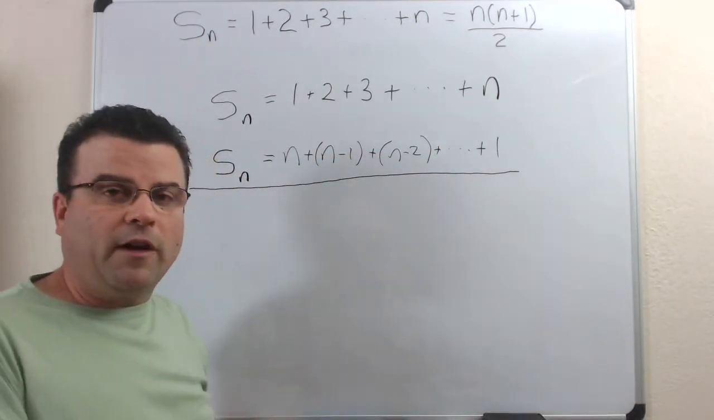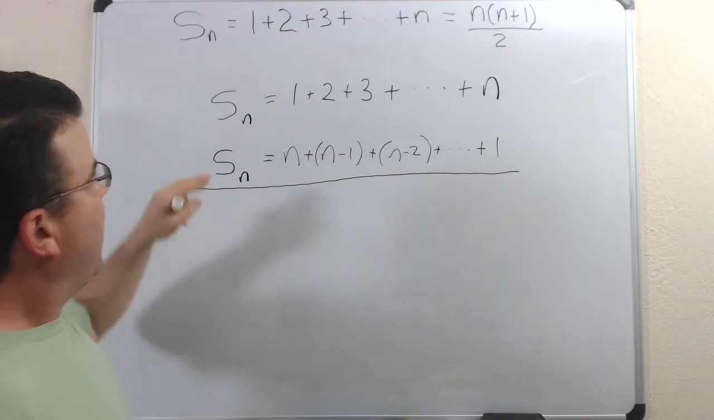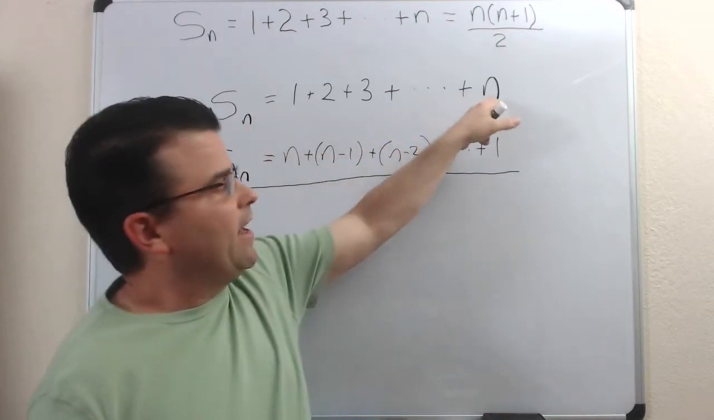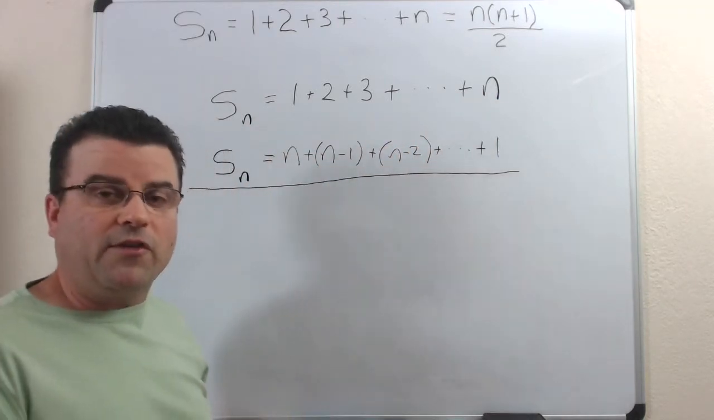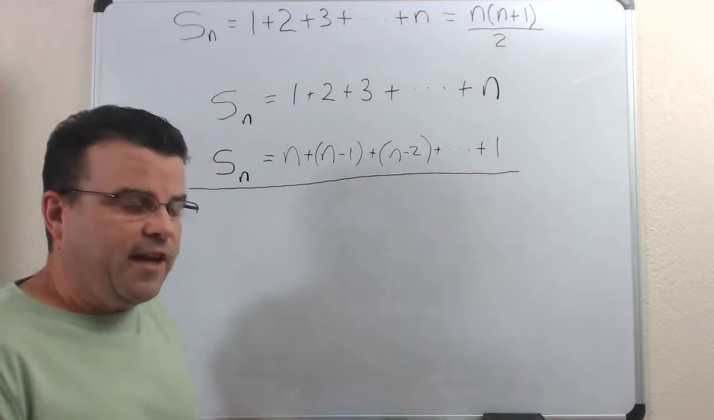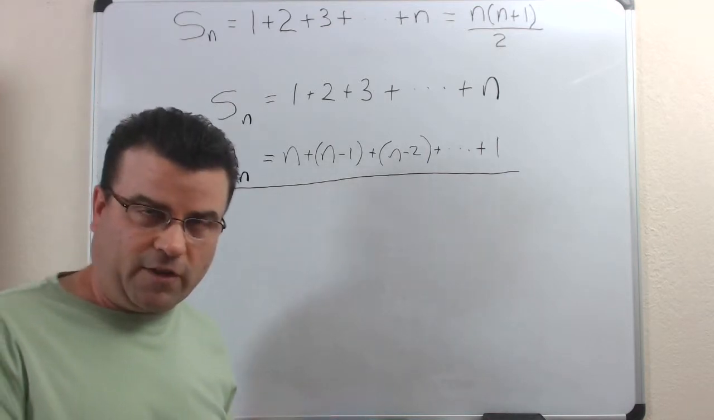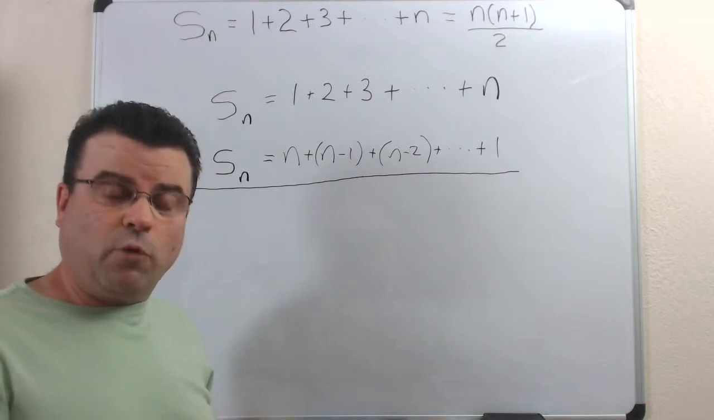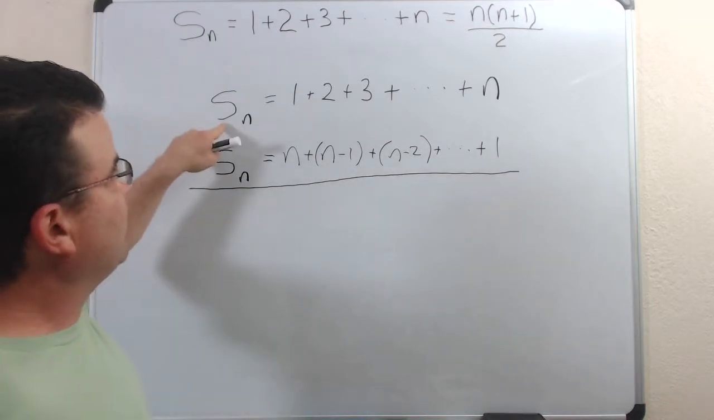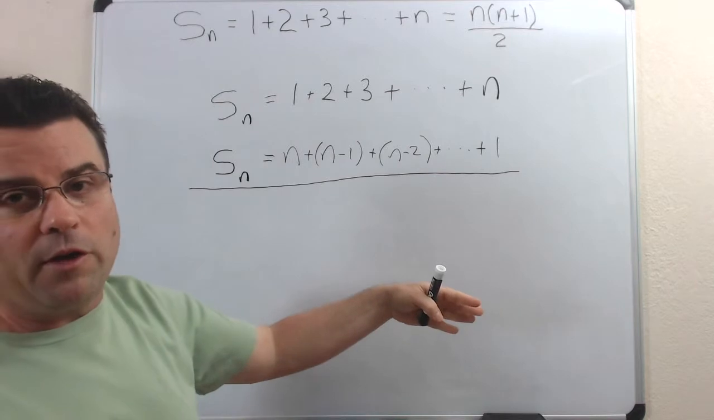I think it's important to understand that S sub n and n are not variables in these equations. N is an unknown constant. It's a positive integer. We're going to set that. And S is the sum. But there's no variable here.